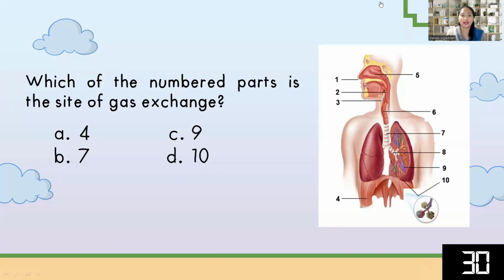Use the figure on the right to analyze and answer question number 16. Which of the numbered parts is the site of gas exchange? Is it A4, B7, C9, or D10? Please key in your answer in the comment section.